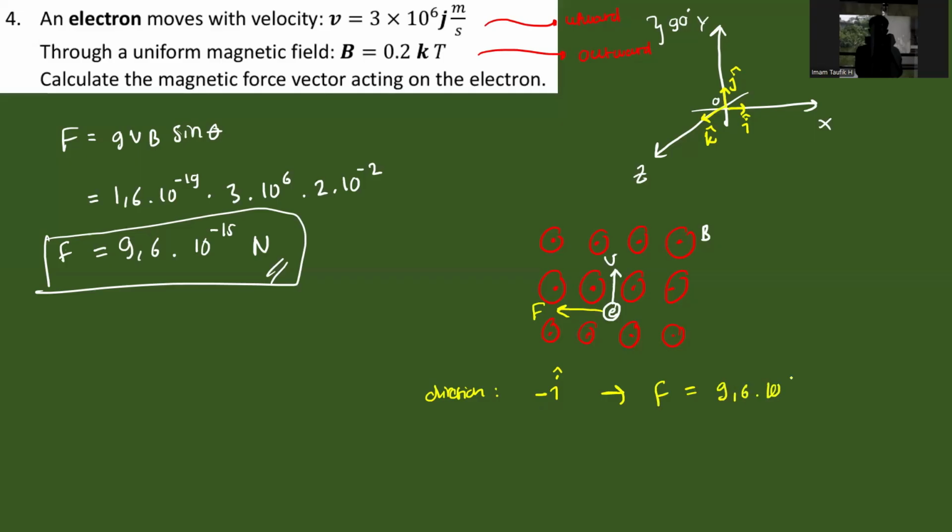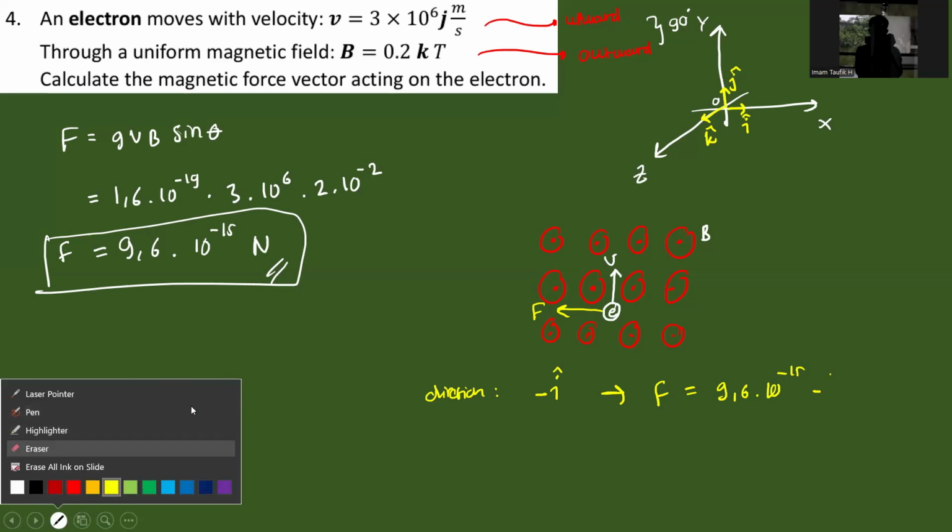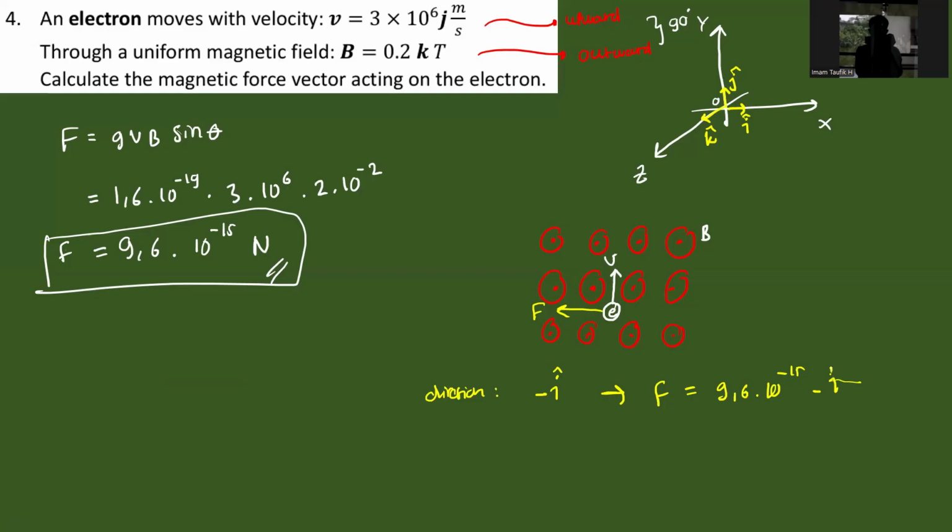9.6 times 10 to the power minus 15. It's minus i. Sorry, it's not j. It's i hat Newton. Yeah, i hat Newton. Okay, that is the answer for number 4.